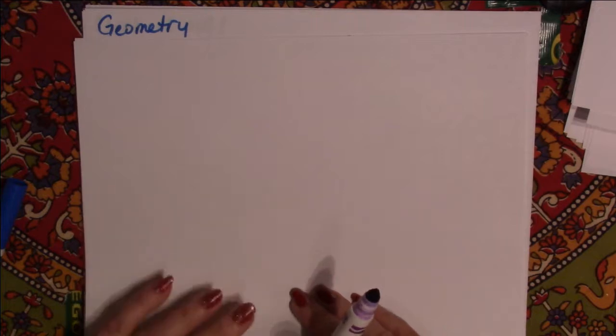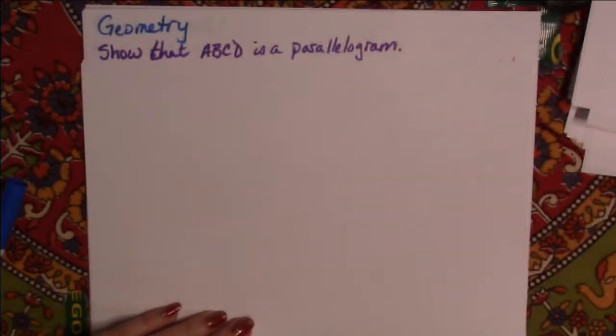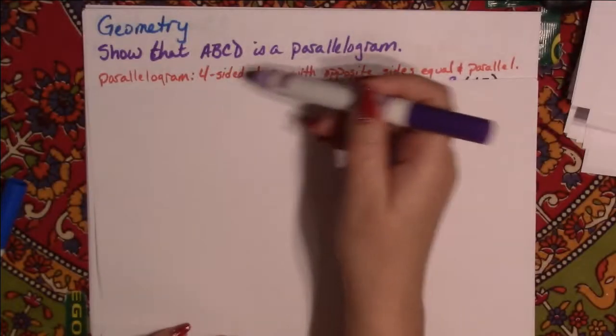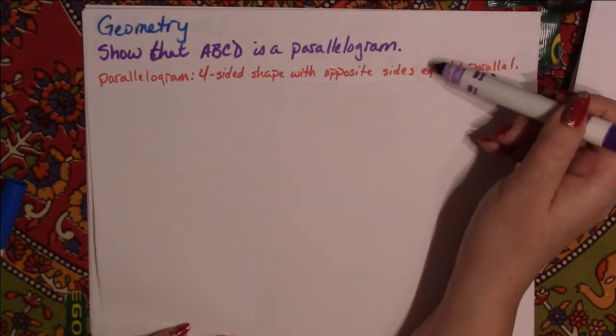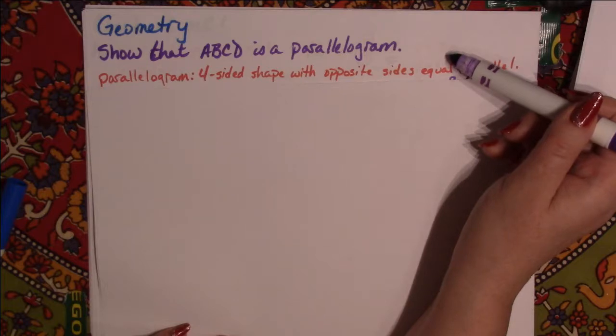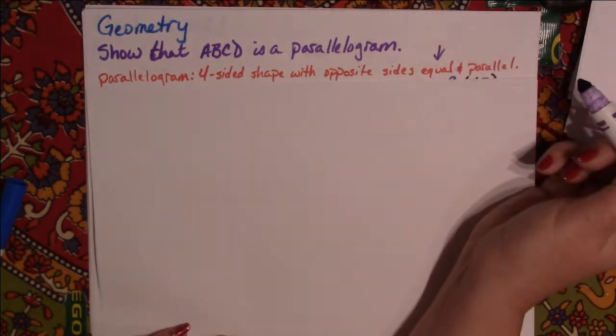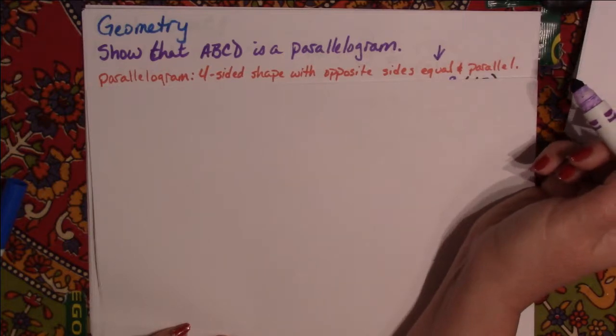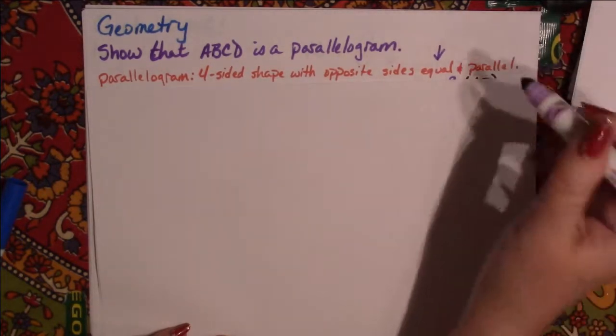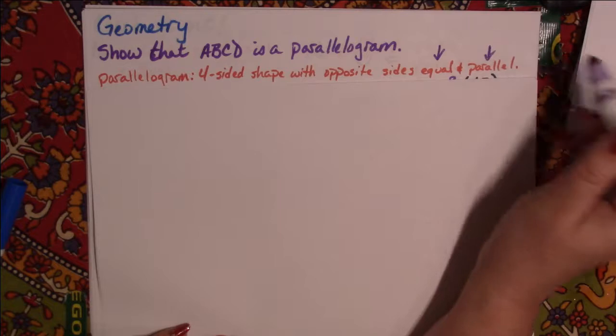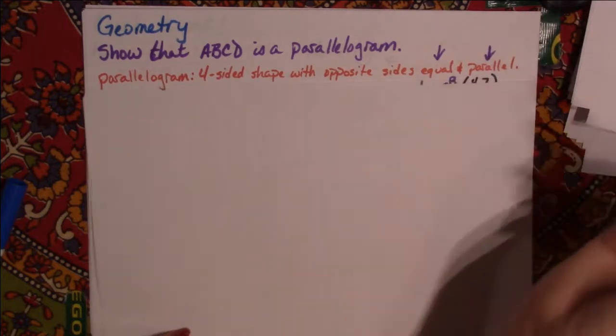Now we're actually going to apply our math to geometry, and the question asks us to show that ABCD is a parallelogram. A parallelogram is a four-sided shape with opposite sides that are equal in length and parallel. Equal means eventually somebody's going to ask you to do the distance formula. Luckily not this section. Right now we're just going to focus on, are the lines parallel?